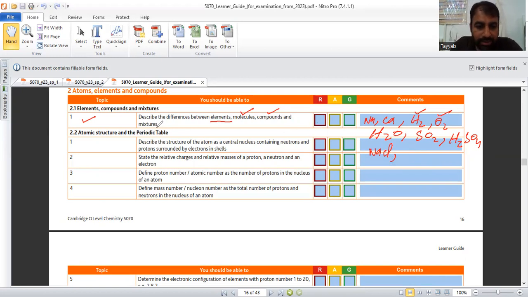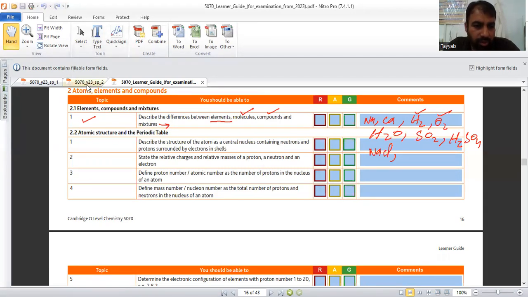And lastly, in this topic, we will see mixture. When two or more things are physically combined, not chemically, without any fixed ratio, such types of substances are called mixtures. We can see the example of this topic from the exam paper.